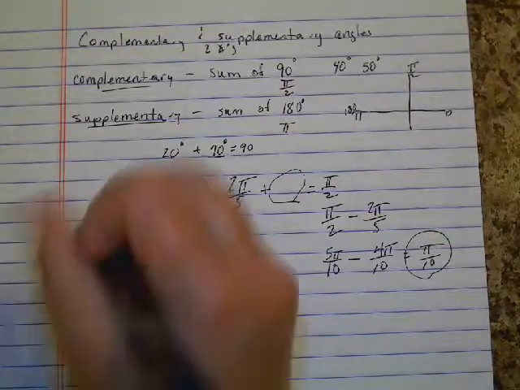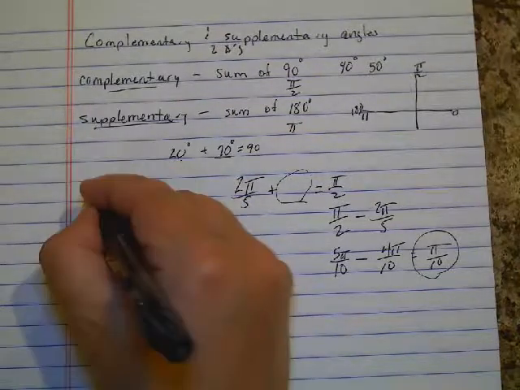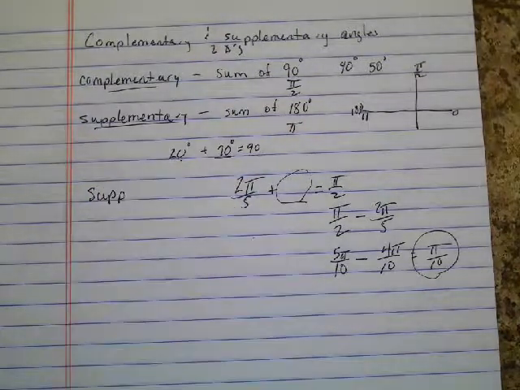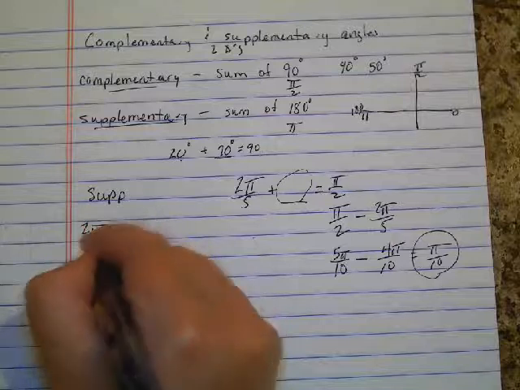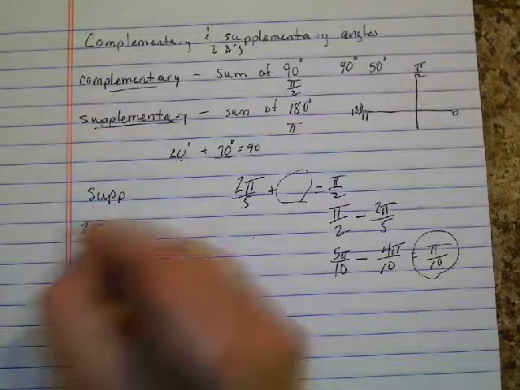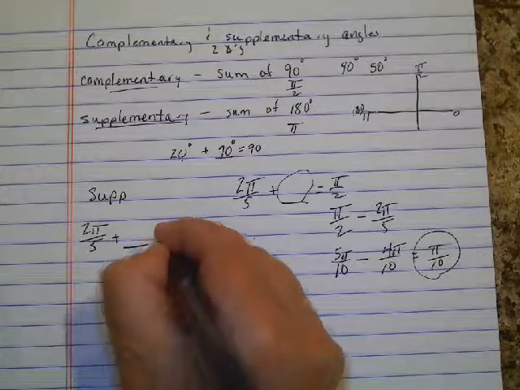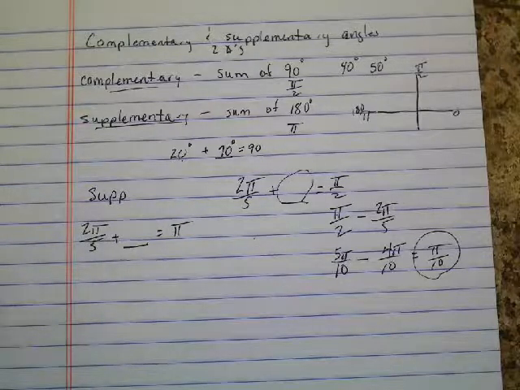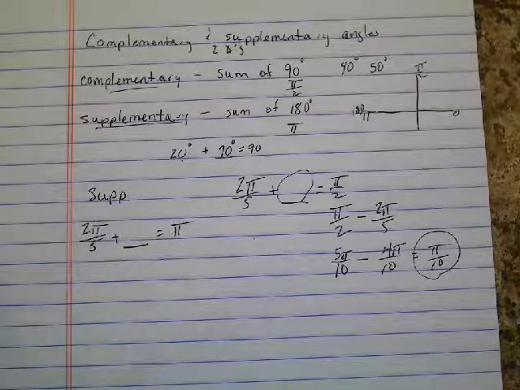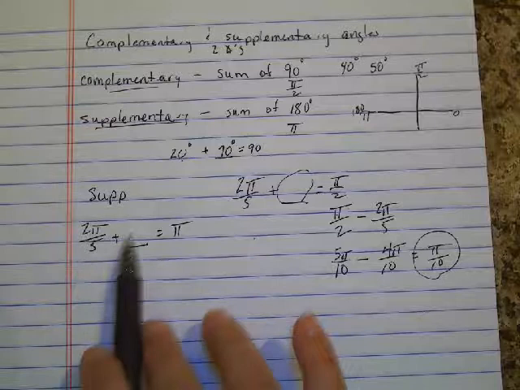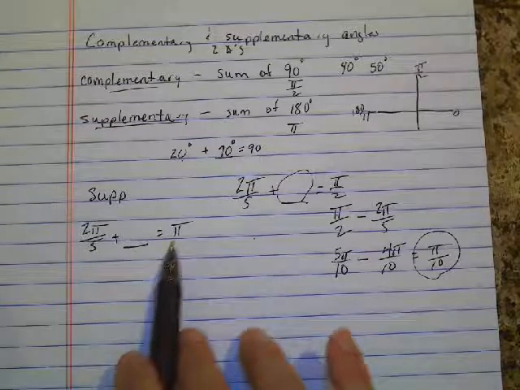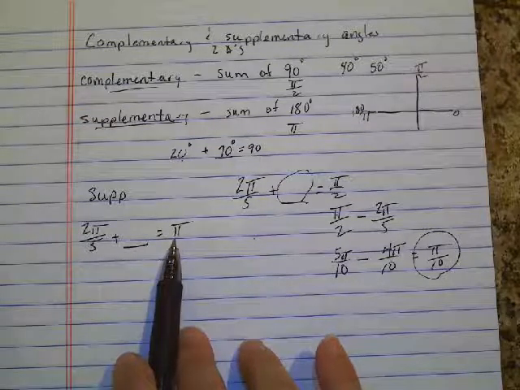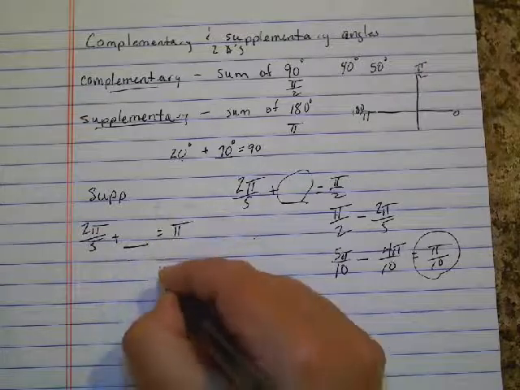Let's think about the supplementary angle to 2 pi over 10. Or excuse me, 2 pi over 5. I know that 2 pi over 5 plus something gives me pi. This might be easier for you to think about in your head. 2 pi over 5 plus something pi over 5 would need to give me 5 pi over 5. But I'm going to go ahead and do the subtraction thing.